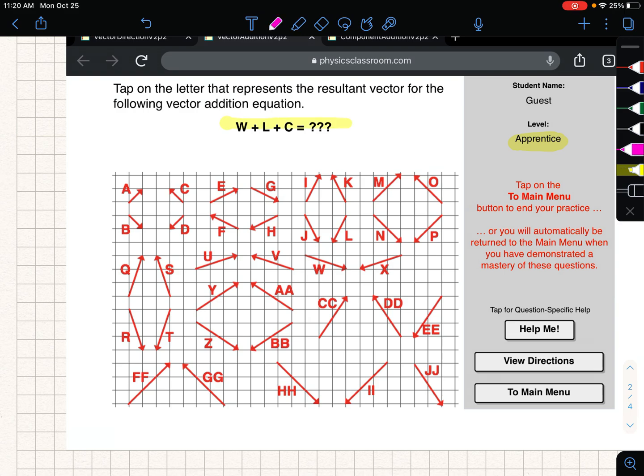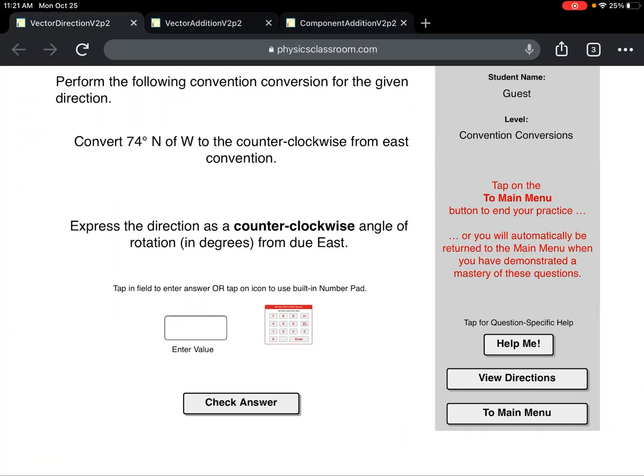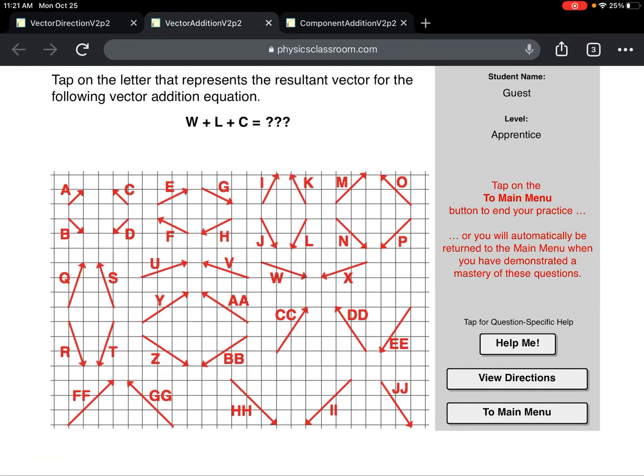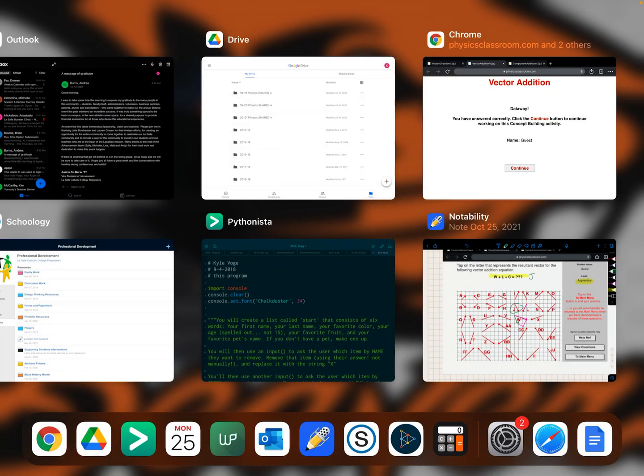Right? What are you going to get when you add these 3 together? So W starts right here, and if I add L to it, L goes down 2 and to the left 1, looks like that. And then I'm going to add C, and C goes up 1 and to the left like that. So my resultant vector is going to be down 2 and to the right 1. That looks like that's going to be J. So I think my answer is going to be J on this one. Let's find out. Vector addition, I'm going to set J and check the answer, and woohoo, I got it right.